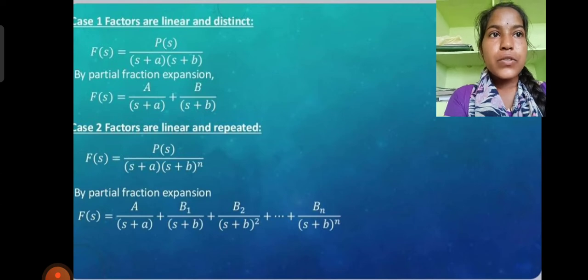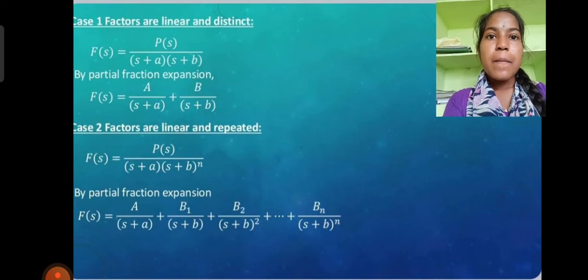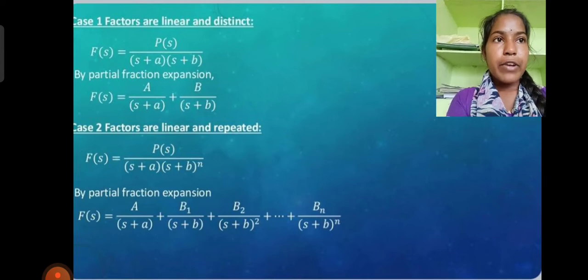F(s) is equal to P(s) by (s plus a) into (s plus b) all to the power of n. By partial fraction expansion, F(s) is equal to A by (s plus a) plus B1 by (s plus b) plus B2 by (s plus b) whole square, plus so on up to Bn by (s plus b) all to the power of n.